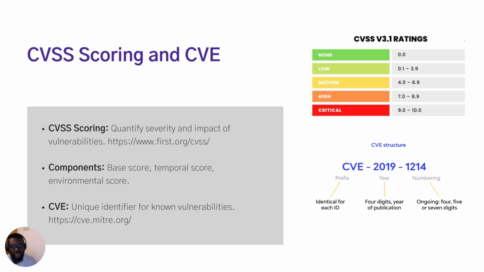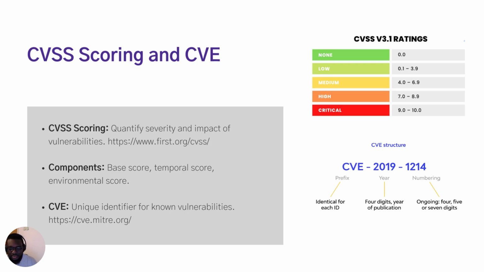For CVSS scoring, it's called Common Vulnerability Scoring System. And what we use it to do is quantify the severity and impact of vulnerabilities. And you can have a vulnerability that has no impact, which is none, which you can basically just ignore. You can have low, medium, high, and critical.